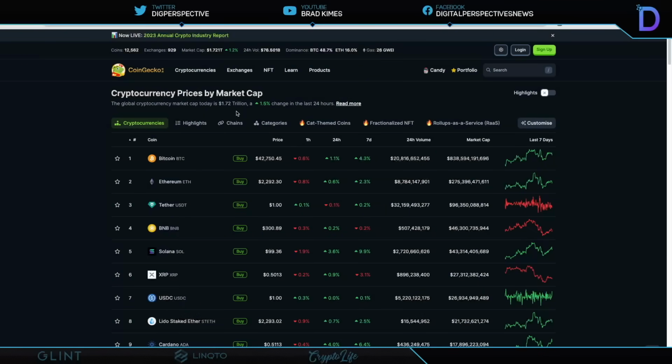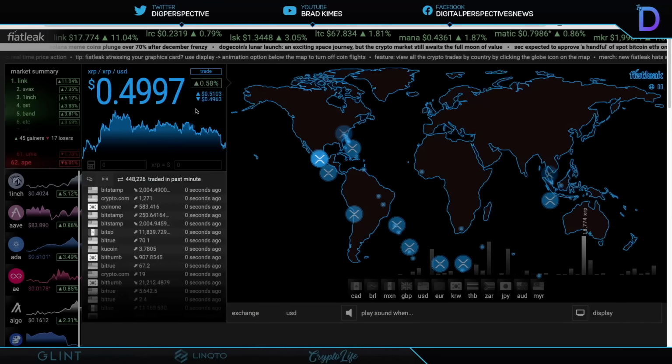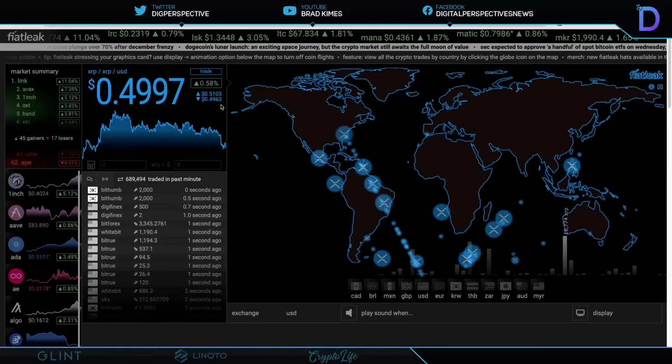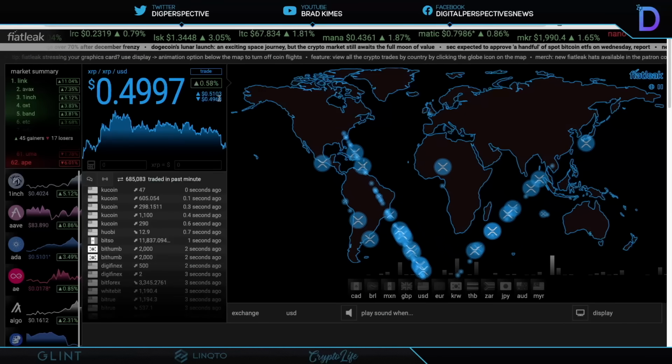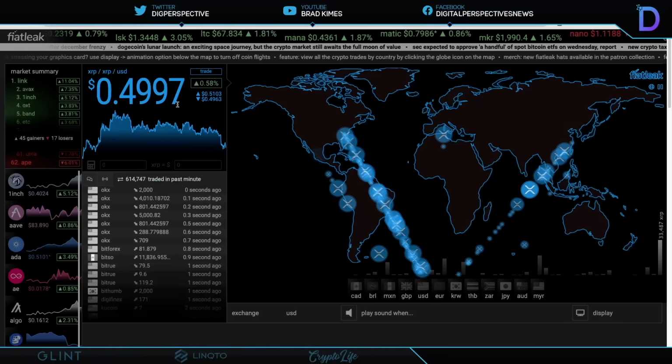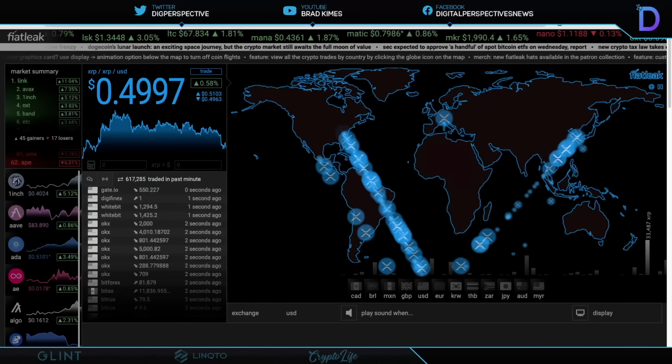Right now, it's a $1.72 trillion market cap for cryptocurrency. The market is up 1.5%, 42,700 plus for Bitcoin, 2,200 plus for Ethereum, and 96.3 billion plus for Tether market cap. Number six spot is XRP at 50 cents. We're up 0.9% on the 24 hour, and off by 3.1% on the 7 day. We're ranging between 0.496 on the bottom and 0.5103 on the top. We're at 49 cents, just shy of 50 cents, ladies and gentlemen, is where we are this morning.